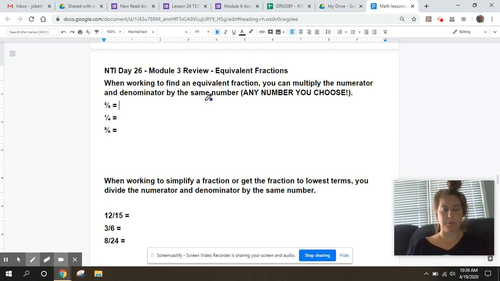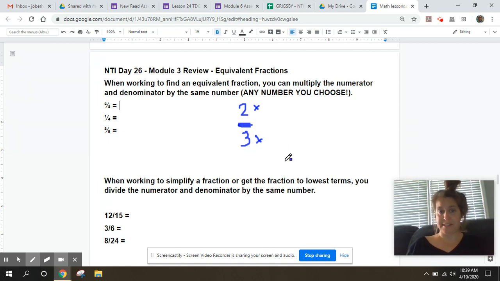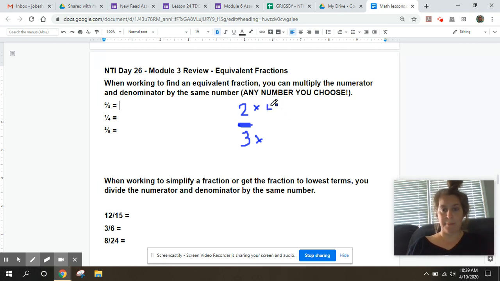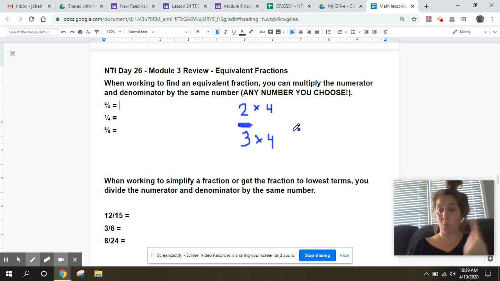So, for example, this has 2/3. If I want to find an equivalent fraction for 2/3, I can multiply the numerator and the denominator by something that's equivalent to 1. So that's why we say you could multiply the numerator and denominator by the same number, because essentially, let's say I just pick 4. I'm going to multiply the numerator by 4, and the denominator by 4. If I wrote this as a fraction, it would be 4/4, which is equal to 1 whole.